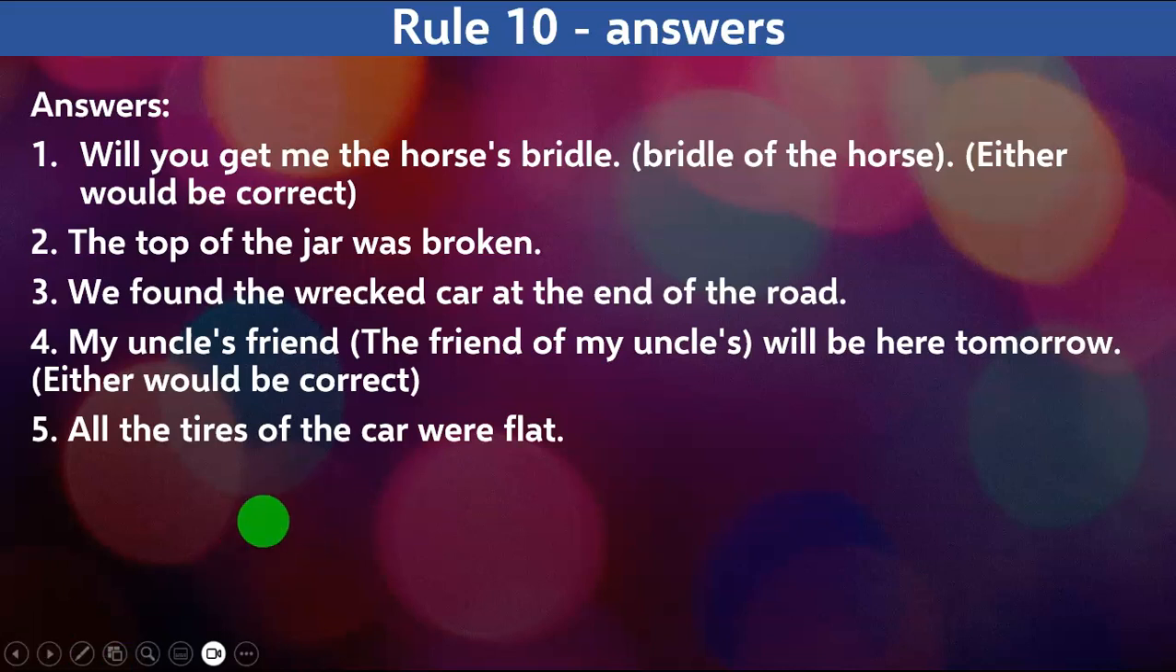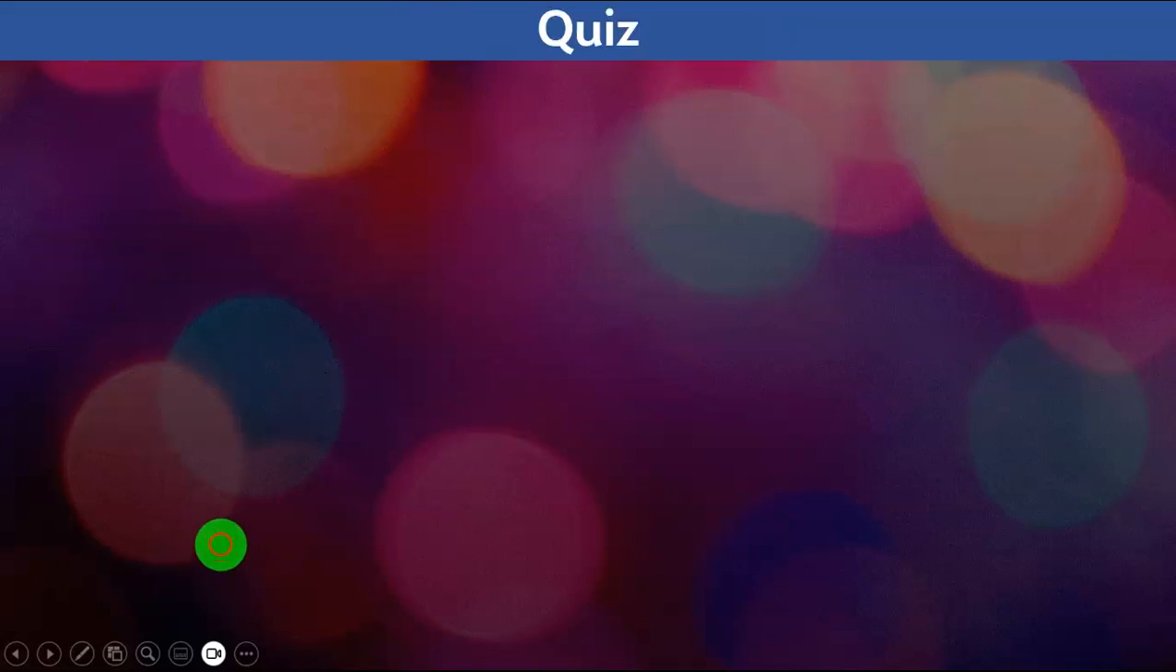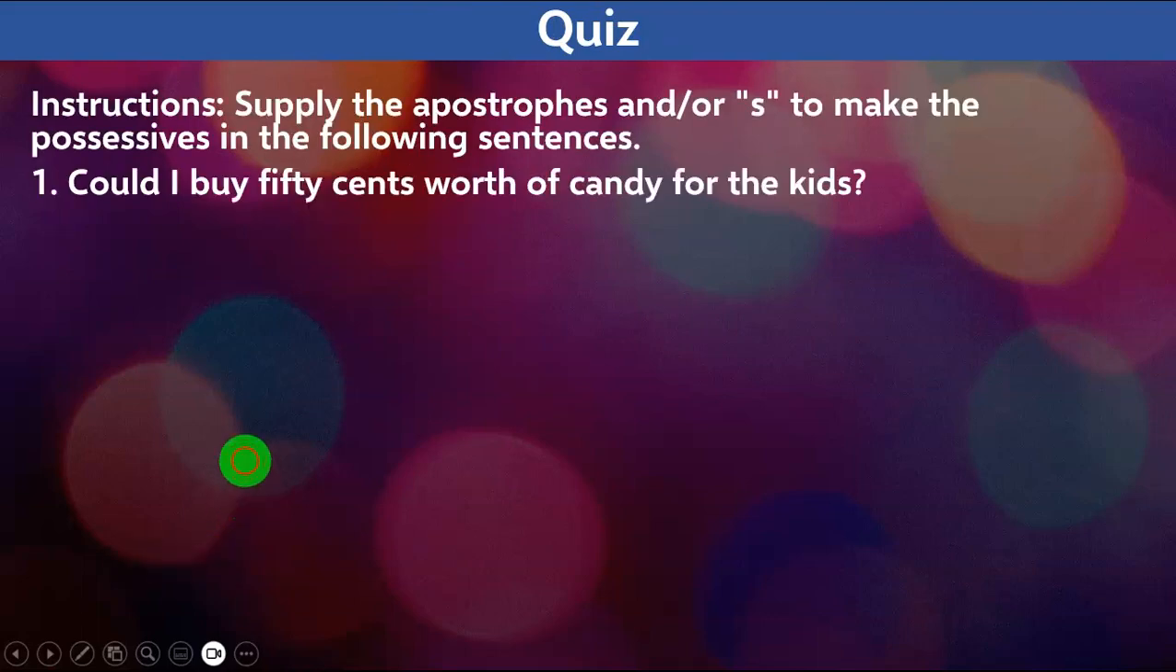So friends, that is the end of rules number 6, 7, 8, 9 and 10. It is now time for a consolidated quiz on all these 5 rules. So are you ready? Let's go. Let's start the quiz with these 10 questions. Question number 1. Could I buy 50 cents' worth of candy for the kids?